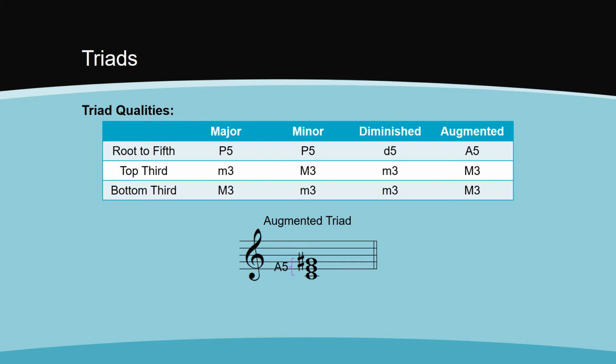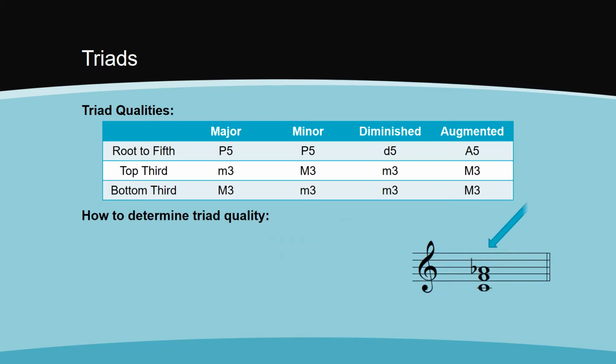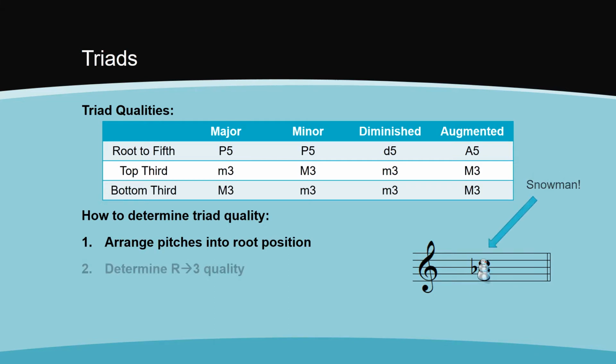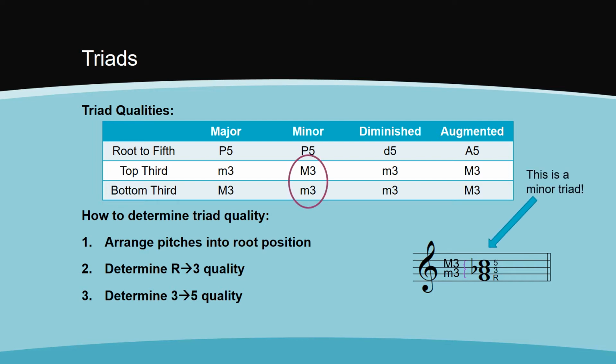To determine the quality of any triad, follow these steps. Step 1. Arrange the pitches into root, aka snowman, position. Step 2. Determine the quality between the root and the third. Step 3. Determine the quality between the third and the fifth. This should lead you to the correct quality for the triad. You can double check your answer by checking the fifth between the root of the triad and the fifth of the triad.